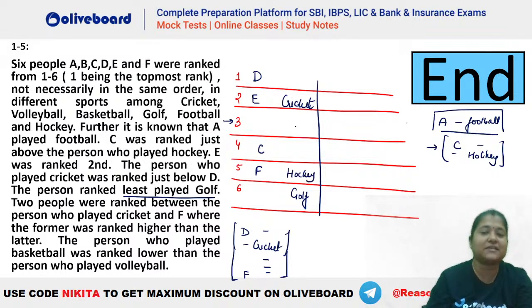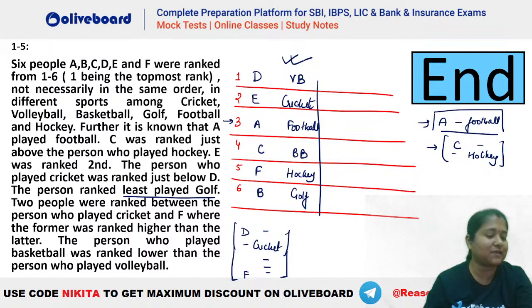And now you can place your A football. That is A will be this person and football will be here. And so now you can see who is the only person remaining. You can see B is the only person remaining. So B will be here. Okay, done. Absolutely great, Shravani. Now it is given the person who played basketball was ranked lower than volleyball. So that means this will be basketball and this will be your volleyball. So this will be the final arrangement that we will be getting.